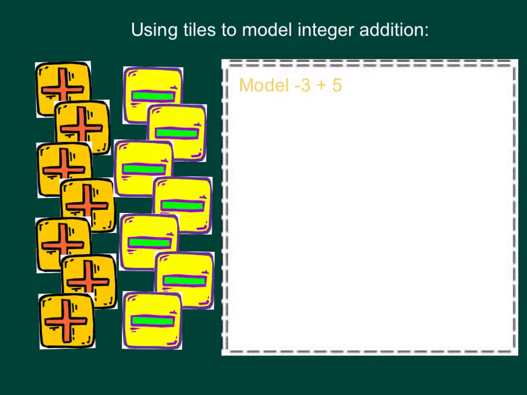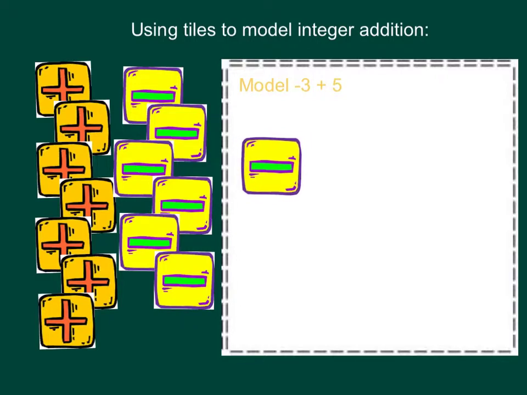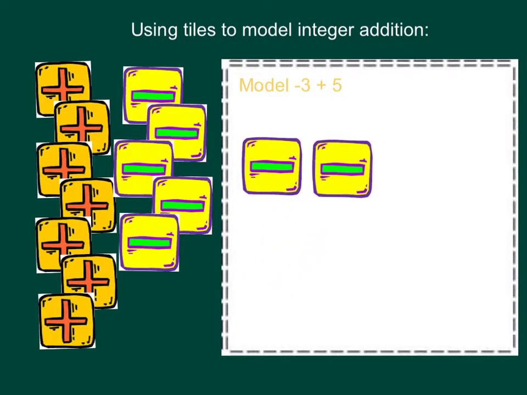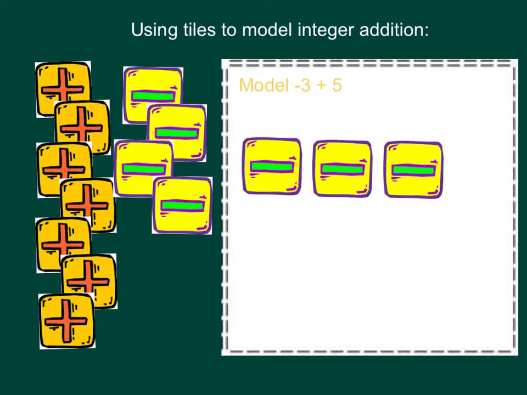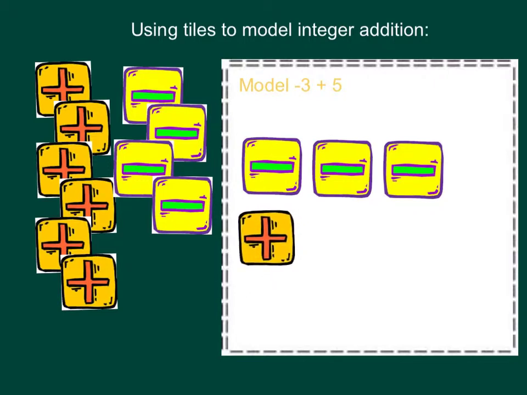Since we're starting off with -3, we're going to pull 3 negative tiles into our box. We want to add +5 to our -3, so now we're going to pull in 5 positive tiles.